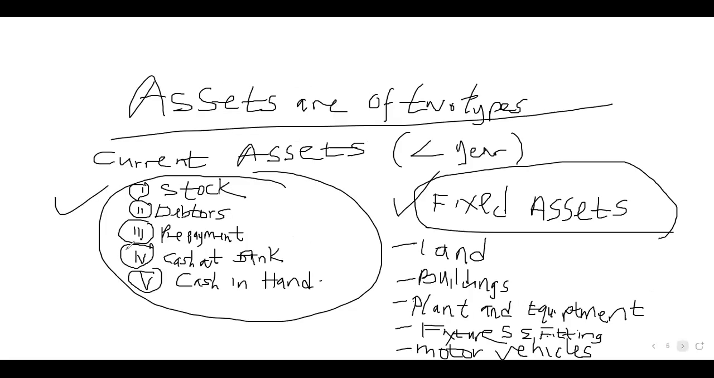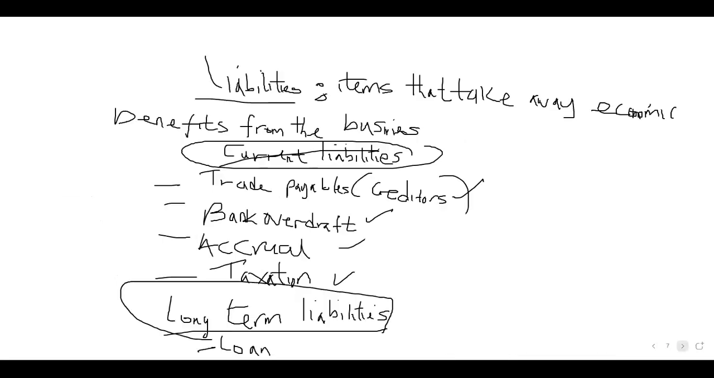For the assets, we have the stock, the debtors, the prepayments, the bank, cash at bank, and cash in hand. Fixed assets are to be used in the business for more than a year: land, buildings, plant and machinery, fixtures and fittings, and motor vehicles or motorbikes. These form part of what we call the fixed assets. Liabilities, of course, are your trade payables, the bank overdraft, and others.